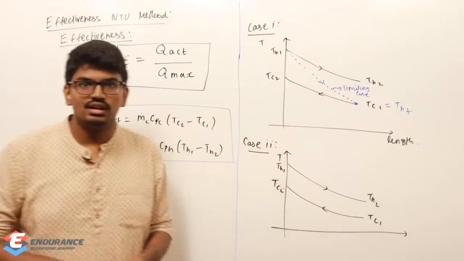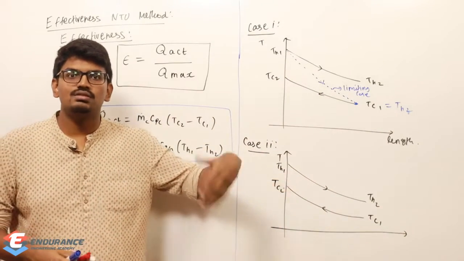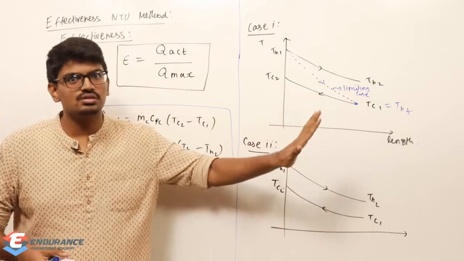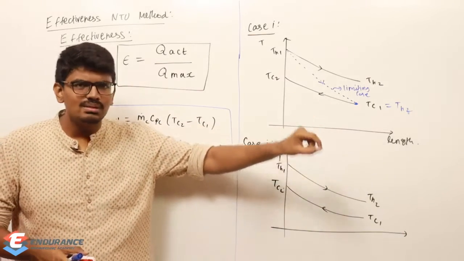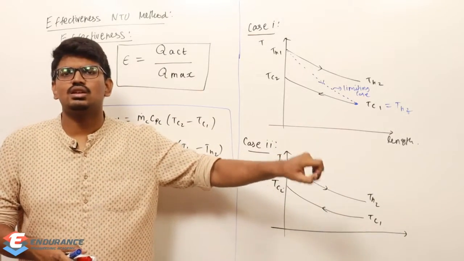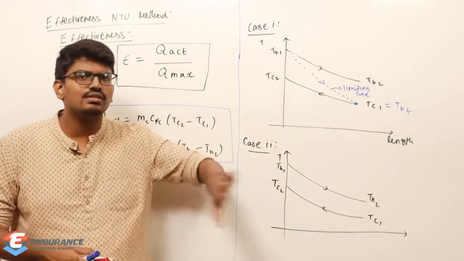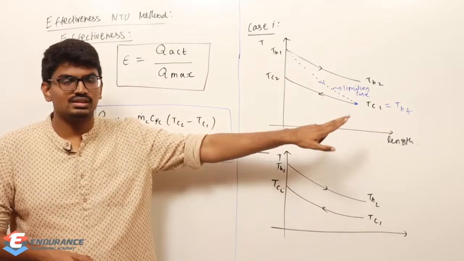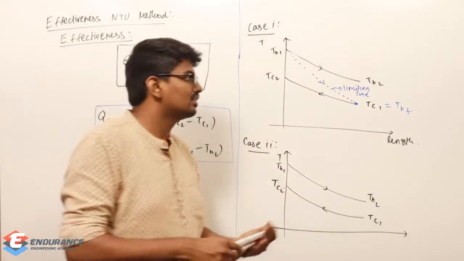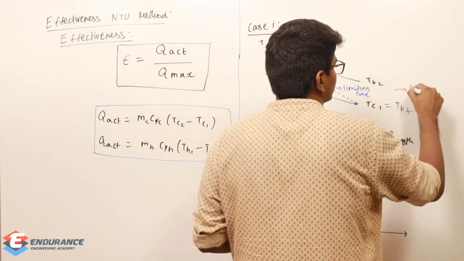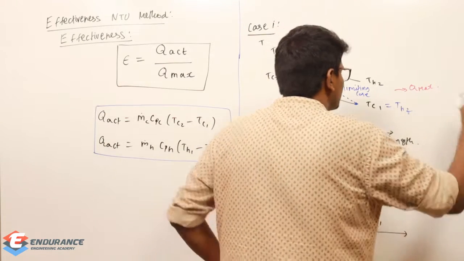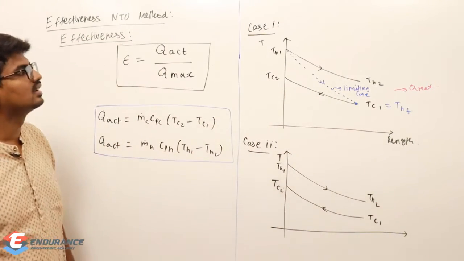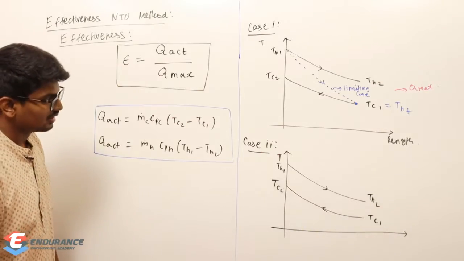What I meant to say, the final temperature of hot fluid will be equal to initial temperature of cold fluid. That is the minimum possible temperature the hot fluid can reach. It can never go below TC1, and that is the limiting case. Okay, that is one case where we can get Qmax. How to find out all those things we will see later. Don't worry.